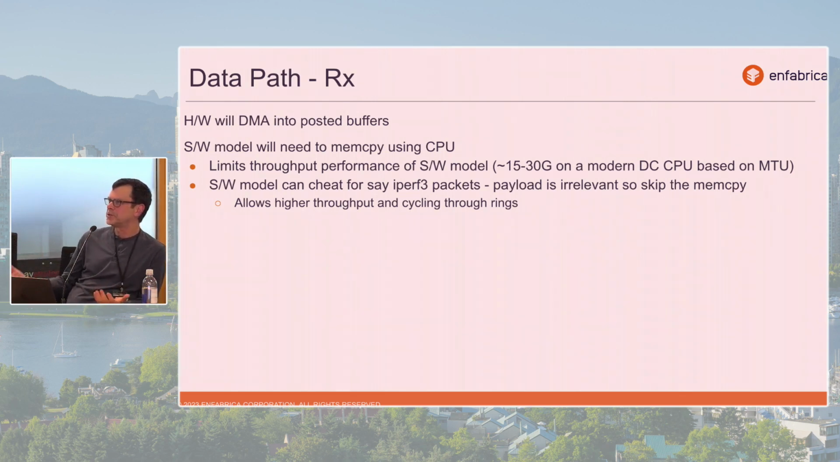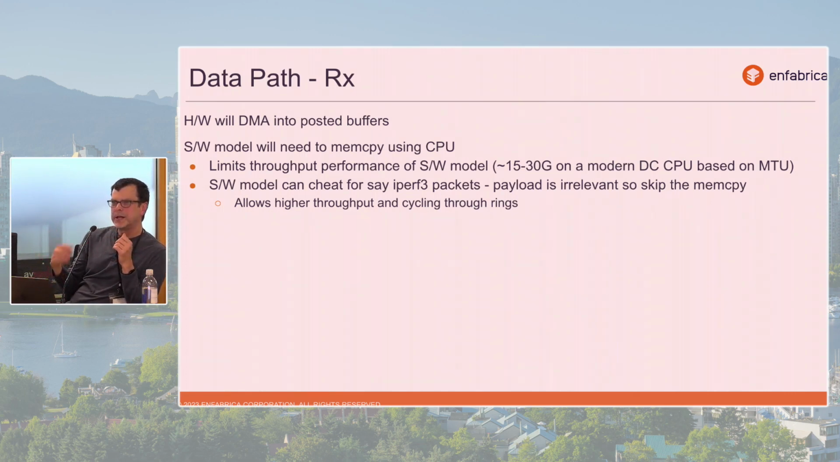For example, iPerf3 is a benchmark. Payload doesn't really matter. So if you had a way to flag those iPerf3 packets and said, you know what, don't worry about copying the payload. I'm more interested in the semantics around stress testing the process to driver down to hardware back up to other process. I want to stress that software stack. The actual payload that's being moved between these two instances, I don't really care about it. So then skip it. Skip the memcpy, get a higher throughput.